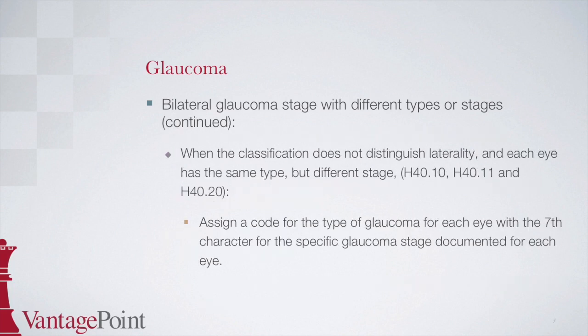Finally, for bilateral glaucoma, if the code does not indicate laterality, such as the open angle closure code we discussed with the previous slide, and the patient has a different stage of the open angle closure glaucoma in each eye, you're going to assign 2 open angle closure glaucoma codes, one for the specific stage of each eye. Therefore, you'll have 2 codes that are the same, other than that the 7th character for the stage is different. The more severe stage code should be reported first.